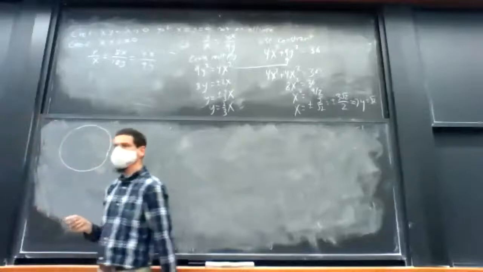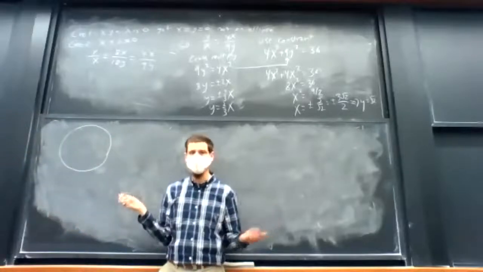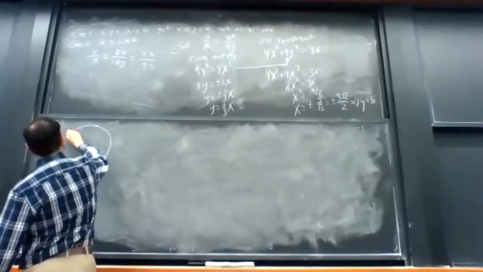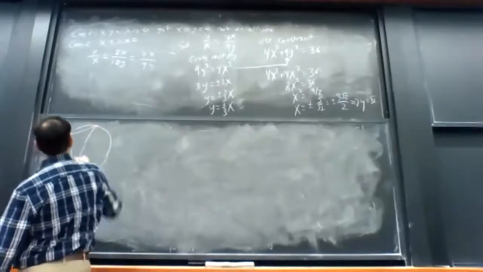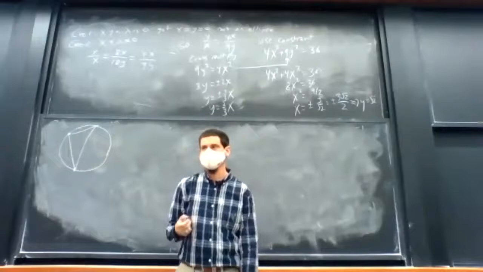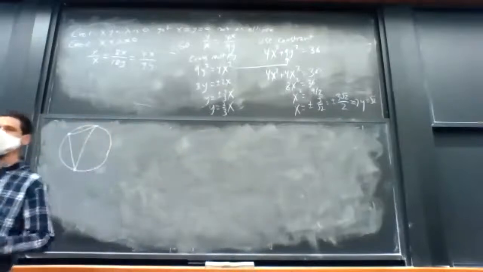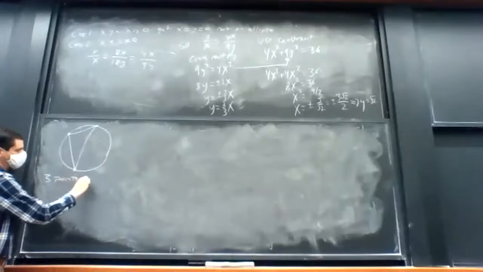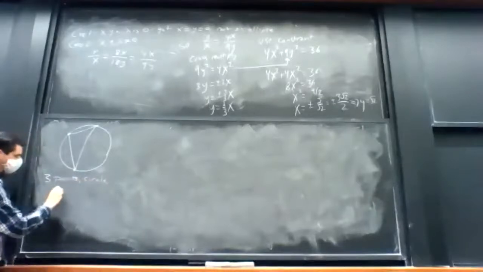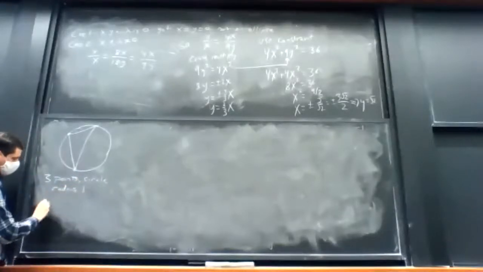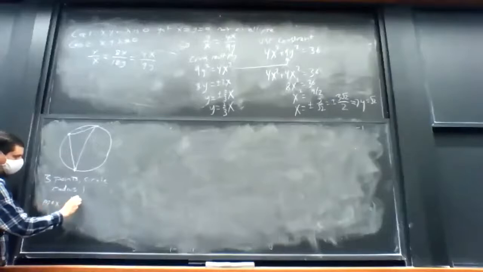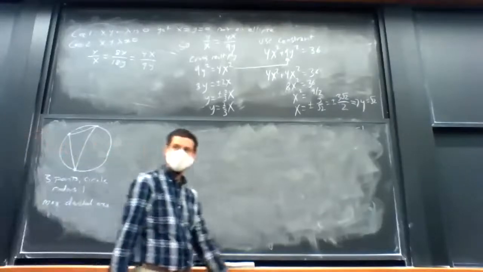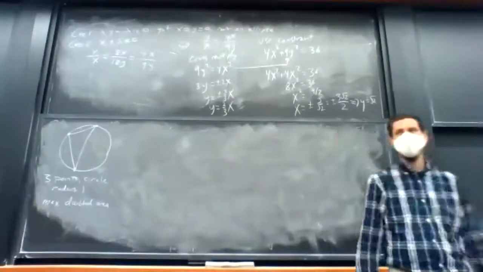What's the radius of my circle? Without loss of generality? 1. And I want to choose the triangle that has the greatest area that's inscribed. Or maybe the greatest double area. 3 points, circle of radius 1. Maximize double area. So there's a lot of freedom. I get to choose any 3 points on the circle.